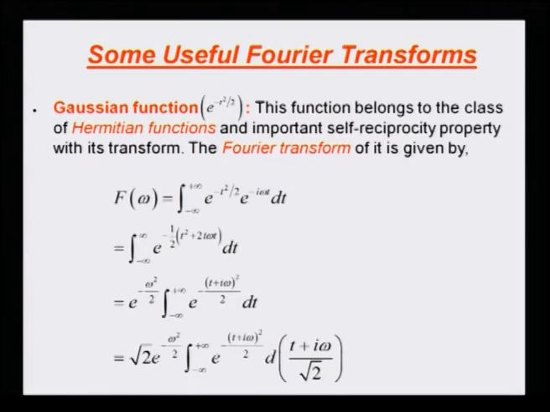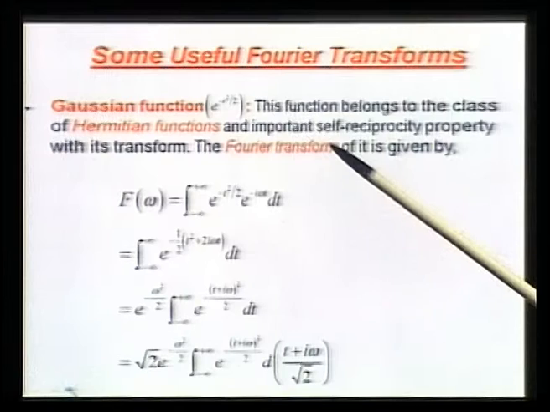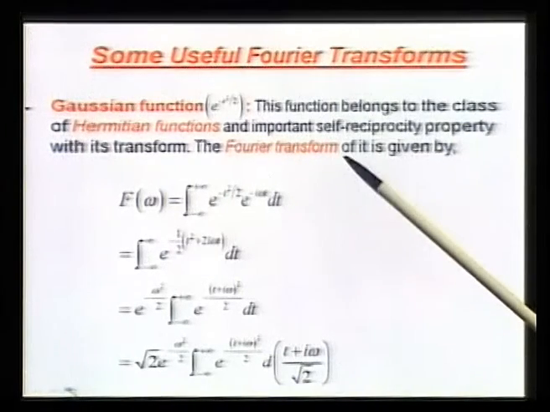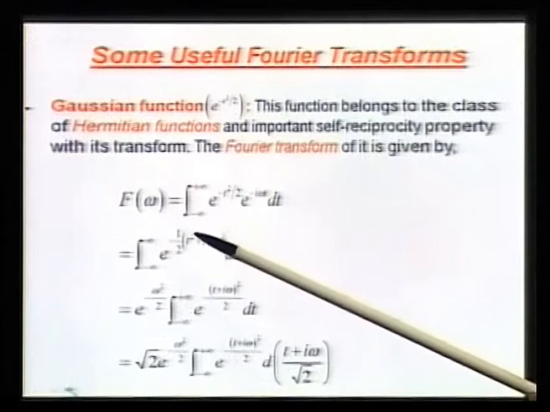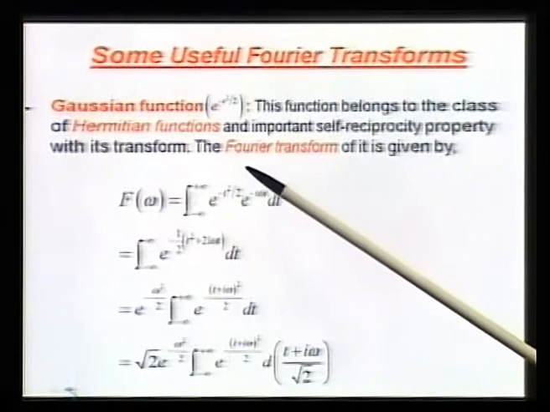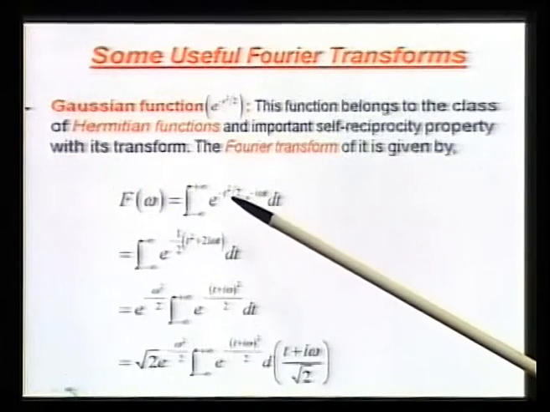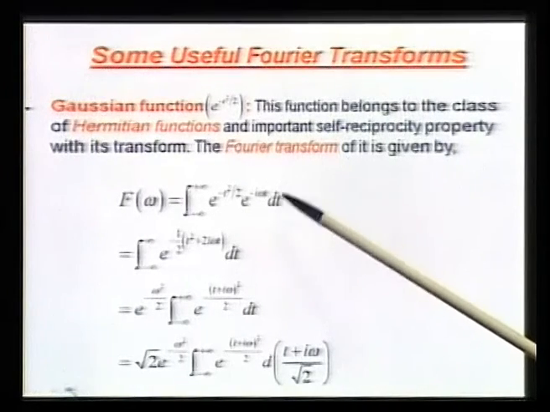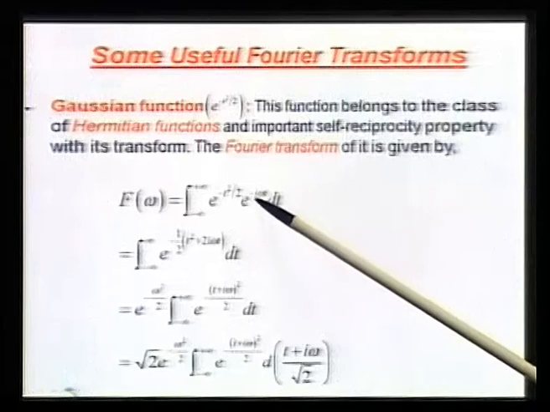There is one very interesting function which we often like to use, and that is the Gaussian function, sometimes also called the Hermitian function. What is the property of this that is displayed here? The property of the Gaussian function is that I can try to obtain its Fourier transform. So, I will take the function, multiply by e to the power minus i omega t and integrate. Then what happens here?